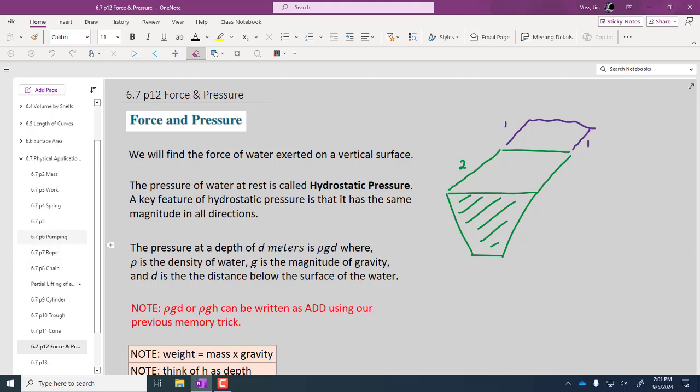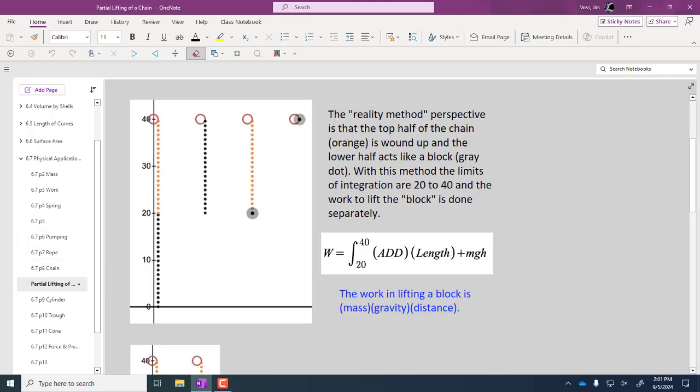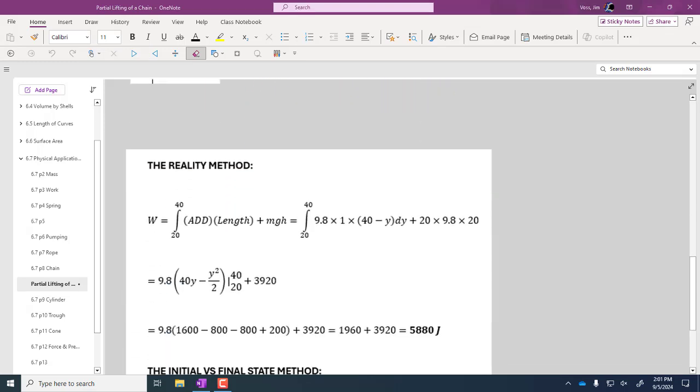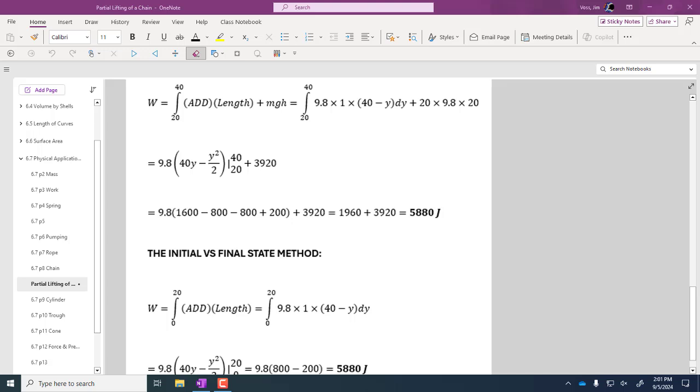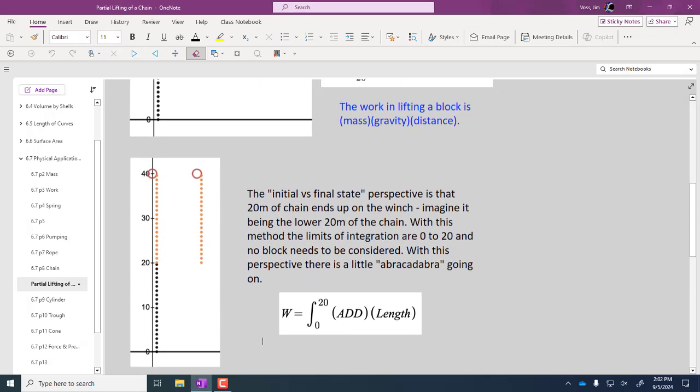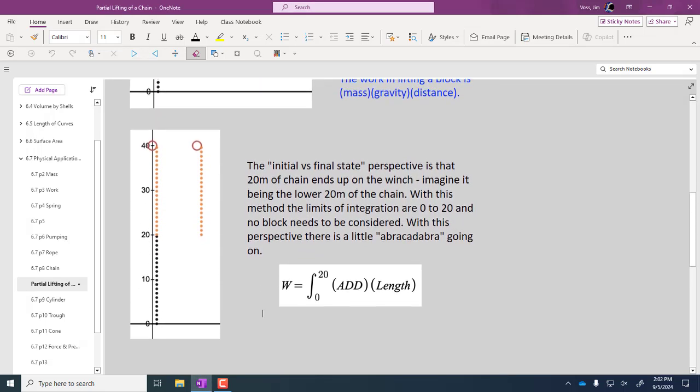Before we start talking about force and pressure, I went back to the partial chain page, and down at the bottom, I put in the two solutions so that you could see that you get the same answer. Recall that the idea here is that we've got a cable hanging and we're just going to lift it halfway up. We're going to winch it up halfway.